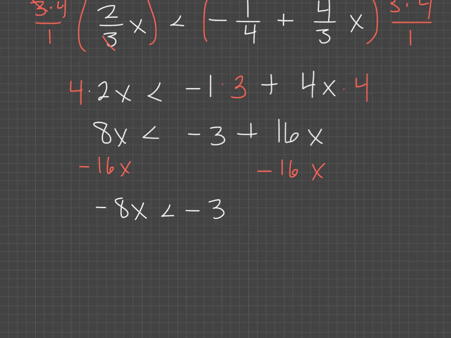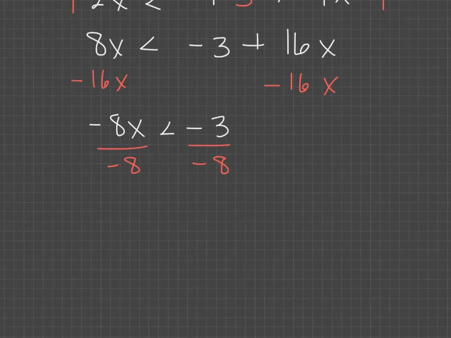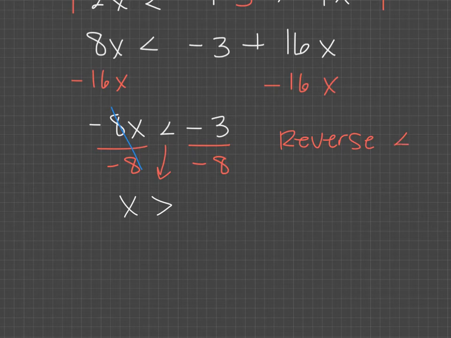Now we want to undo the multiplication by negative 8. We're dividing by a negative, so we're going to want to flip that inequality so that less than becomes a greater than because we're multiplying by a negative 8. So reverse the less than to a greater than symbol. And negative 3 over negative 8, the negative cancels out the negative, so that's a positive 3/8.